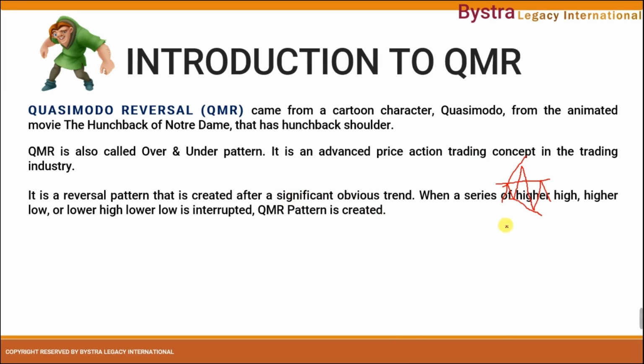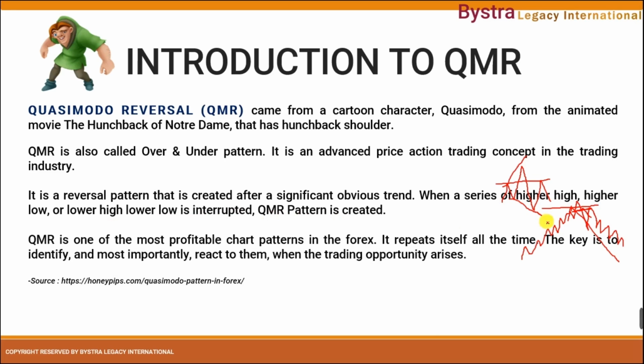So normally this always happens when there is a change of trend. For example, when the trend is going upwards, and once it goes up to a certain stage, when price decides to come down, it won't just go up and then pop like that. No, definitely not. It will start to create a QM pattern. So it goes like this, comes back down, breaks the structure, comes back up again to retest this area, and then goes on a downtrend. So when a series of higher high, higher low, or lower high, lower low is interrupted, this is where the QMR pattern is created.